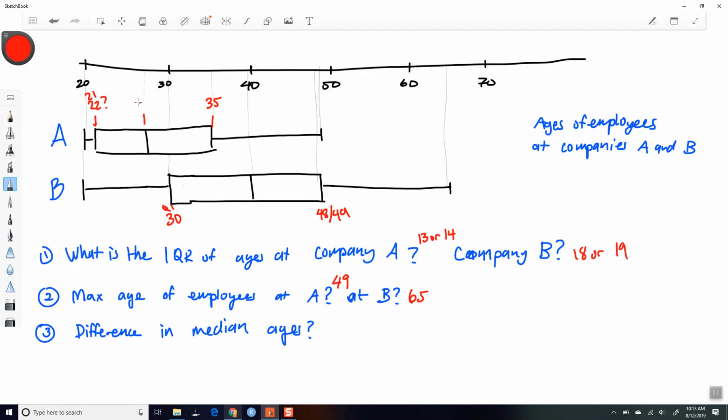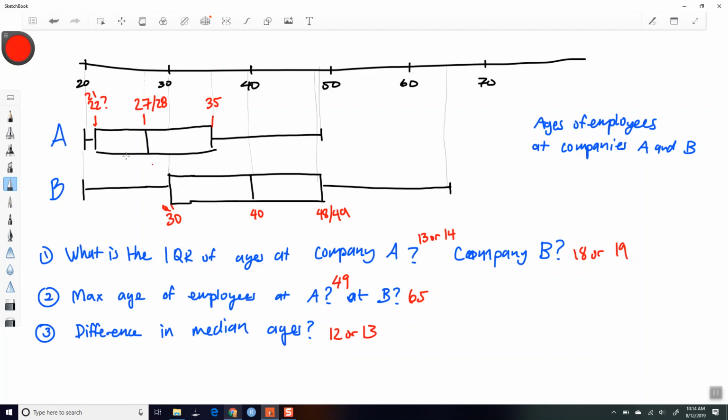Okay, difference in median ages. Okay, I don't know what this is. What, 27, 28, something around there. And right here it looks like 40. Okay, so we would say 12 or 13. Okay, is that good?